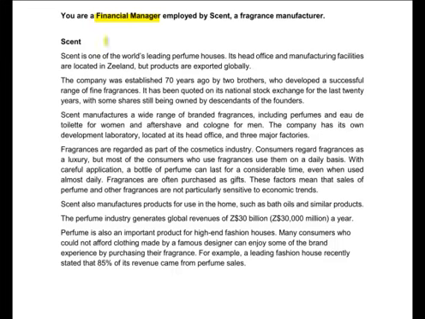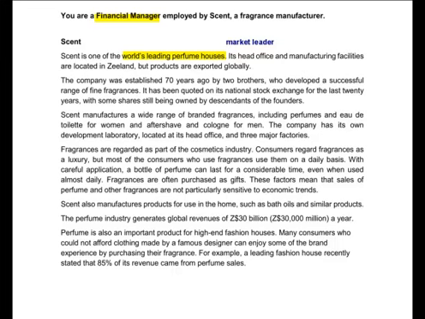So first sentence here, Scent is one of the world's leading perfume houses. So we know it's not a small organization, we know it's a big, powerful company. It's already one of the market leaders. So that kind of information is relevant, as we know we have clout in the industry.